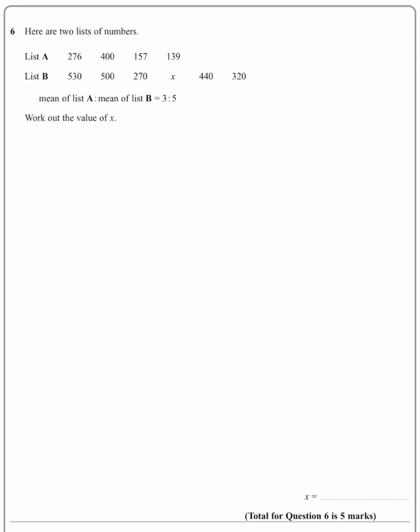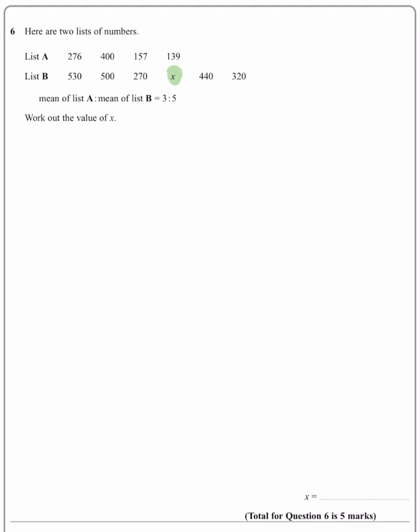Question 6. So here are two lists of numbers. We've got list A and we've got list B. As you notice here, we've got a missing number in here. And it says the mean of list A to the ratio of the mean of list B is equal to 3 to 5. And they basically want us to work out the value of x.